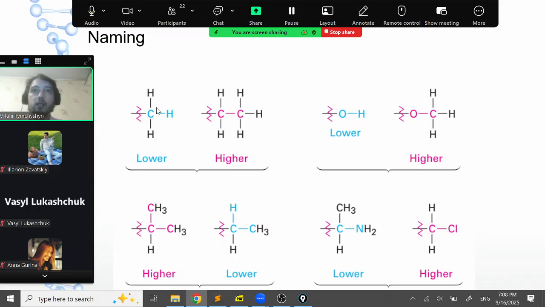So here you see this carbon atom has lower priority than this one, because this is connected to hydrogens only, and this one has a connection to another carbon atom. Once again, lower and higher priority, because this is connected to hydrogen, this is connected to a carbon atom. Here is maybe a bit more complex example.